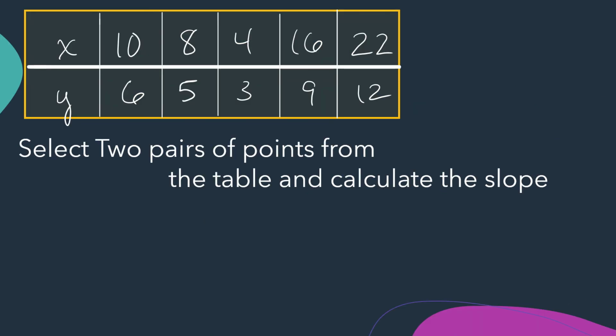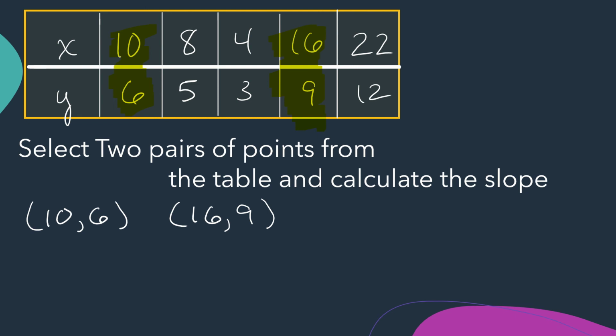It's also possible that we could be given a table of values, and I would like for you to pause the video right now and select any 2 points of your choosing. And based on the points you select, I want you to find the slope. I don't know if these are the points you selected, but I'm going to select a pair of points. I'm going to select (10, 6), and I'm also going to select this (16, 9). And I'll write those down here. So here are my points, (10, 6) and (16, 9).